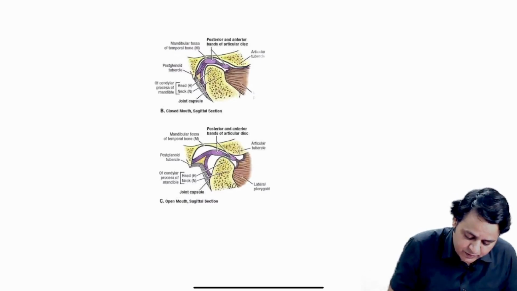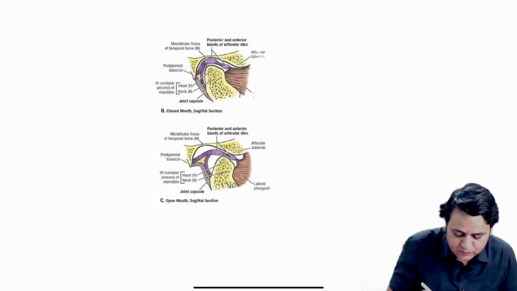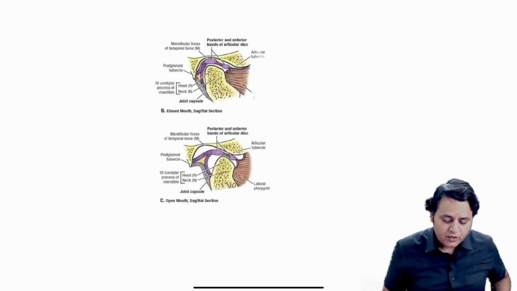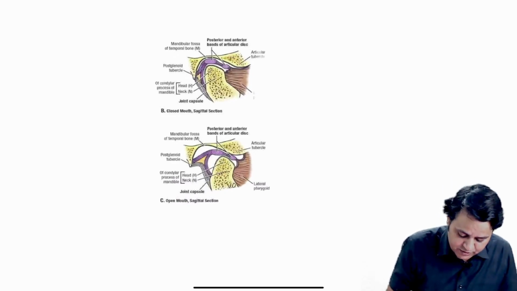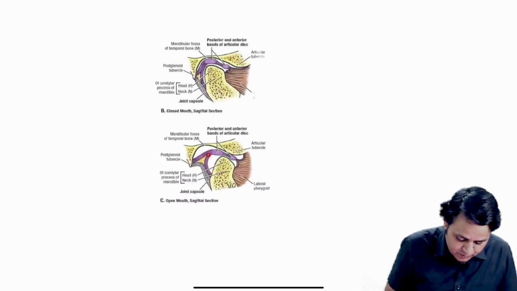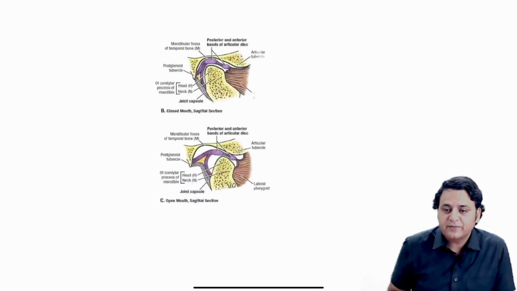So there is an anterior band and a posterior band. The part of the articular disc before the anterior band is called the anterior zone. This is known as the intermediate zone, and this is known as the posterior zone of the articular disc. As you can clearly see in this diagram, the posterior zone of the articular disc is bilaminar.